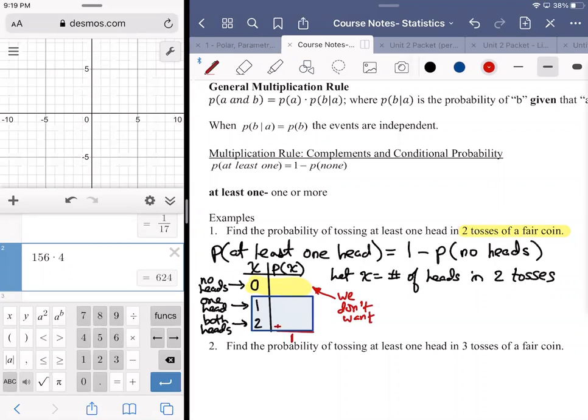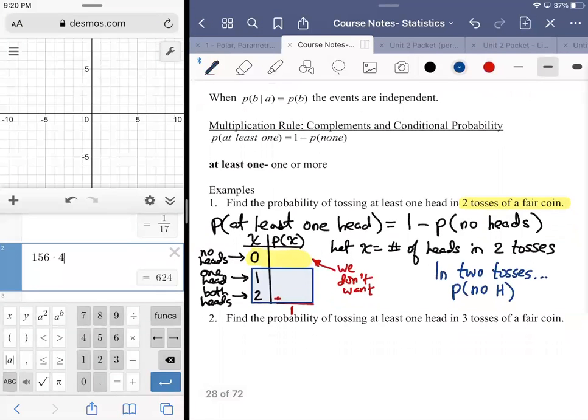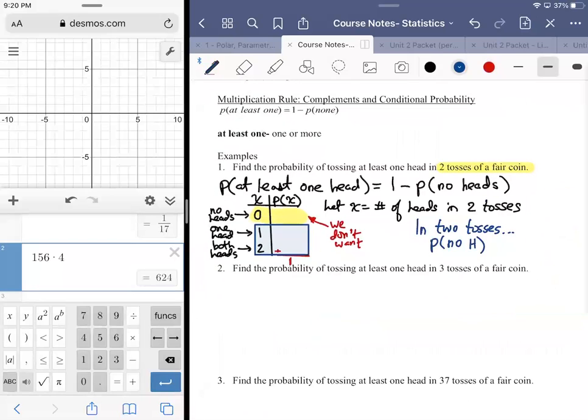So find that probability, and then collectively, if we subtract that value from 1, then the result will be collectively all the other probabilities, right? So what I'm going to do here is I'm going to say in 2 tosses of a coin, the probability of getting no heads. Let's use H for heads. All right. So 2 tosses of a coin, probability of getting no heads.